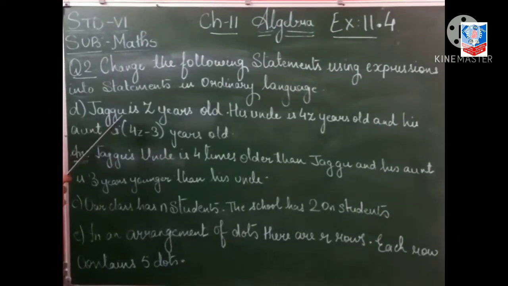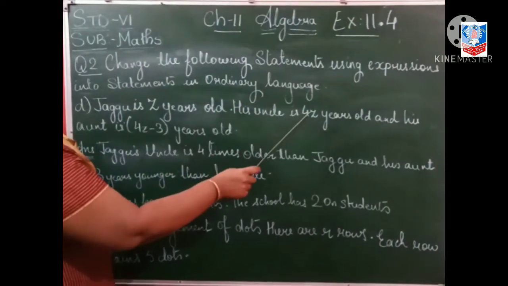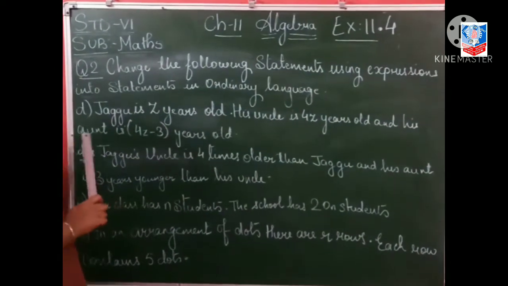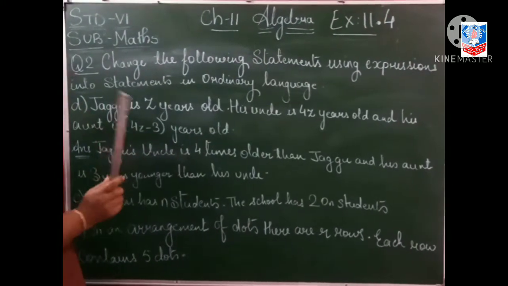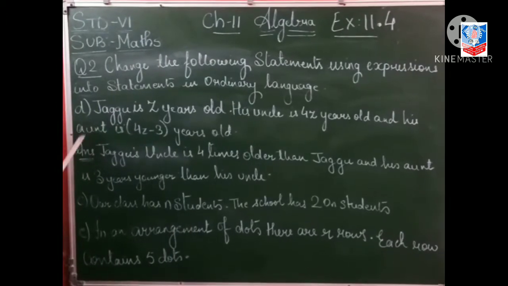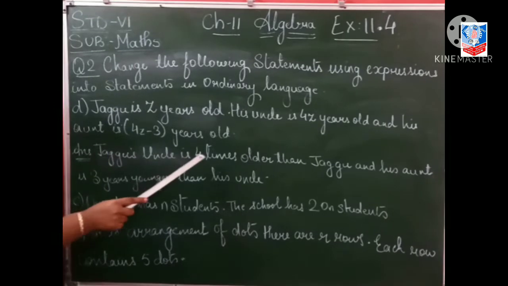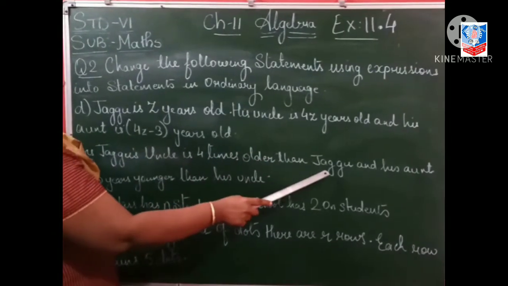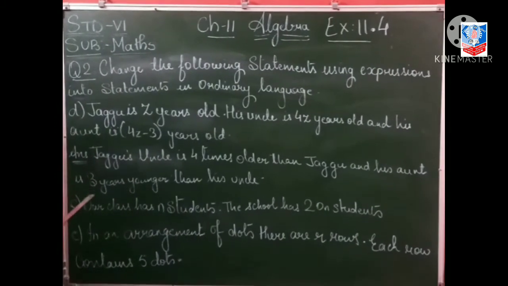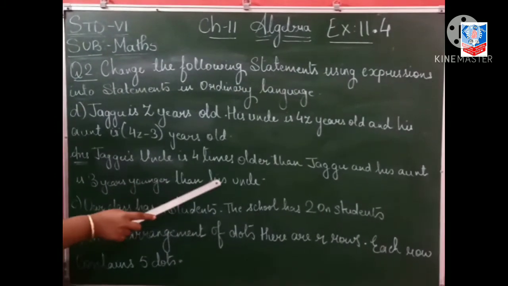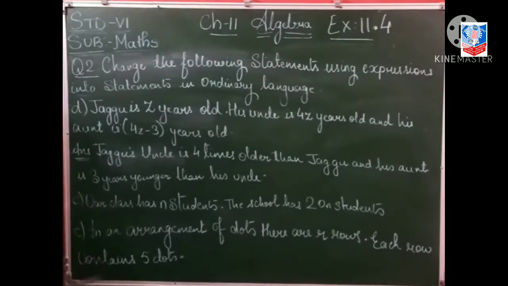D. Jaggu is Z years old. His uncle is 4Z years old and his aunt is 4Z minus 3 years old. Now we will write this in statement form. That is, Jaggu's uncle is 4 times older than Jaggu and his aunt is 3 years younger than his uncle. Now C and D, this is your homework.